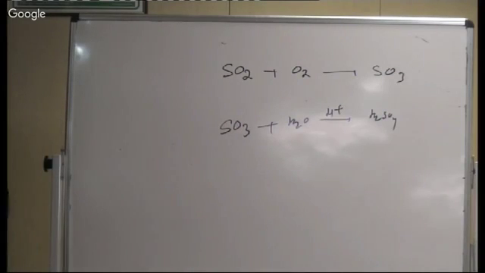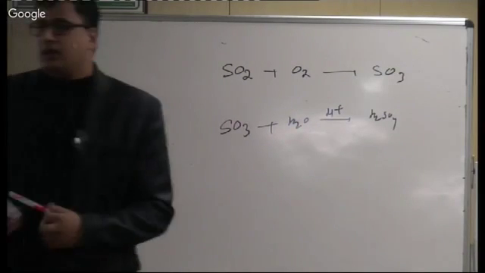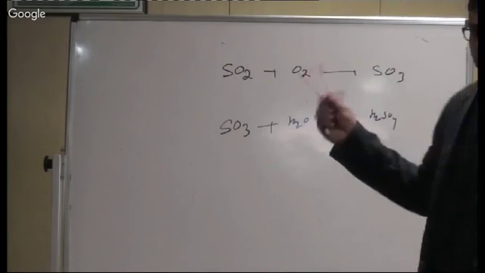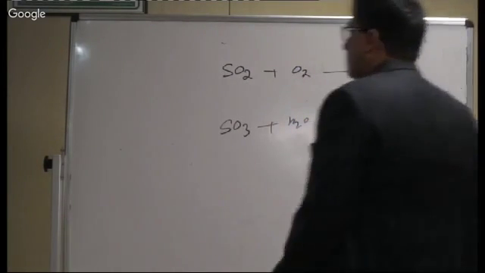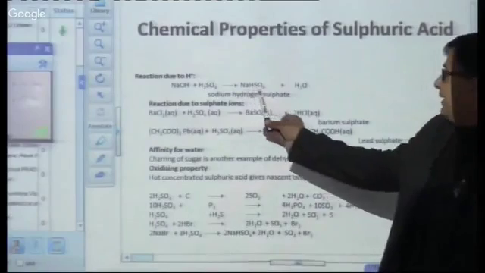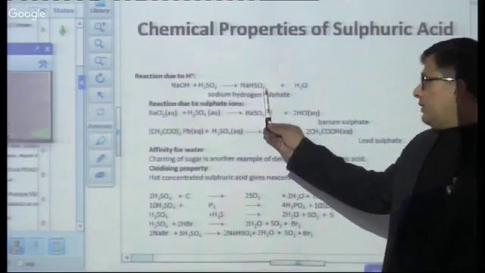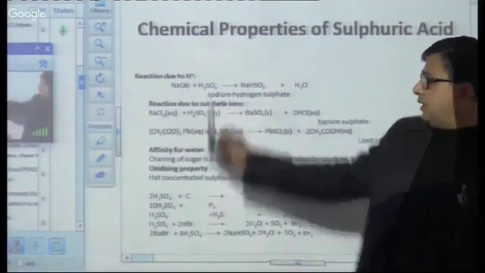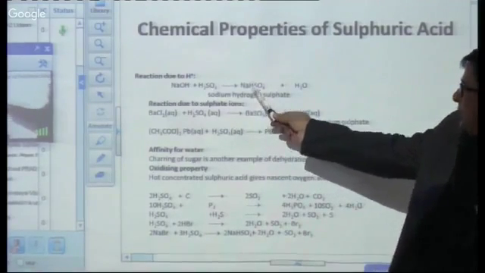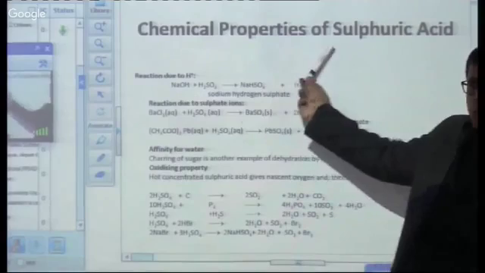V2O5 is the most acceptable surface catalyst for this process, right? Now the chemical properties. First chemical property is simple. With NaOH, H2SO4 gives NaHSO4. It is only possible when NaOH is a limiting reagent, right? Otherwise, if this NaHSO4 again reacts with NaOH, it gives Na2SO4.